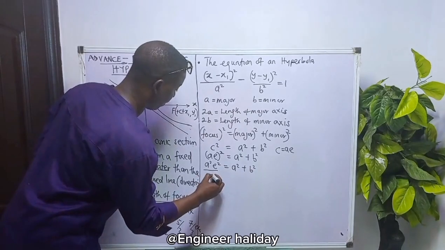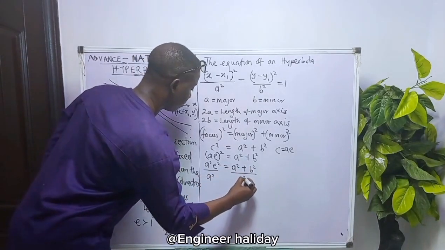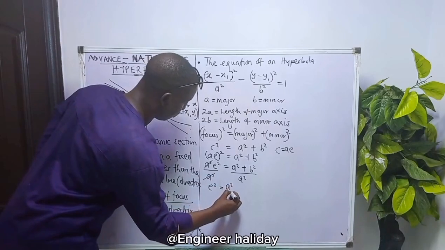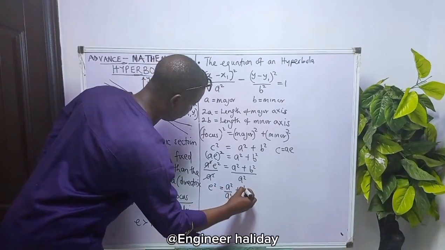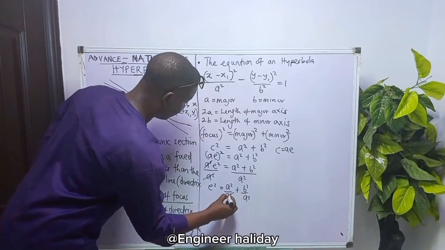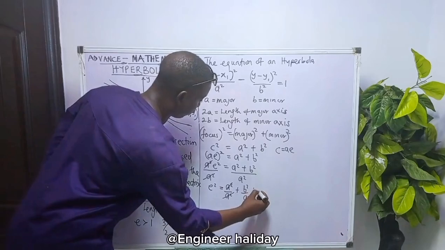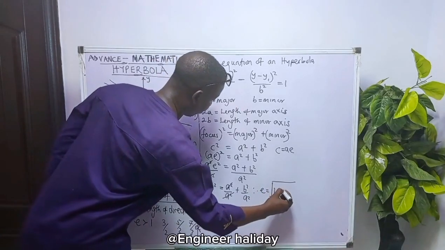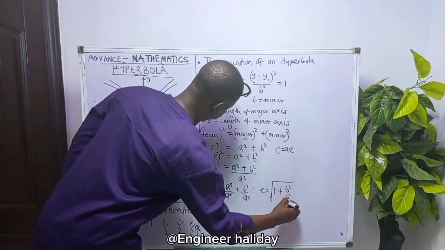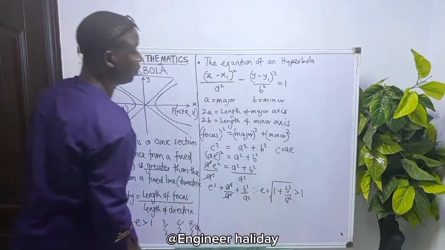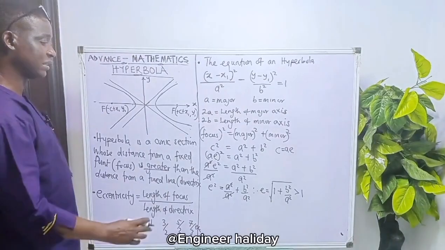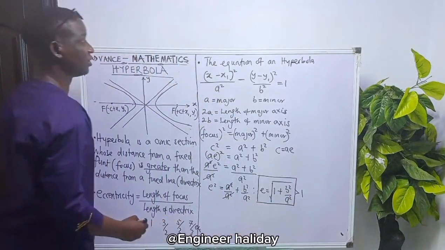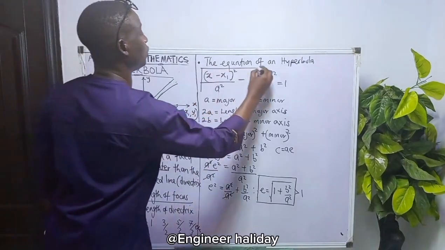Let us divide both sides by a square. e square will now give us a square over a square plus b square over a square. This one will cancel this one, so we are left with e equal to the square root of, taking the square root of both sides, 1 plus b square over a square, and it's always greater than 1. Now that is the formula for eccentricity. Please don't forget the formula for eccentricity.